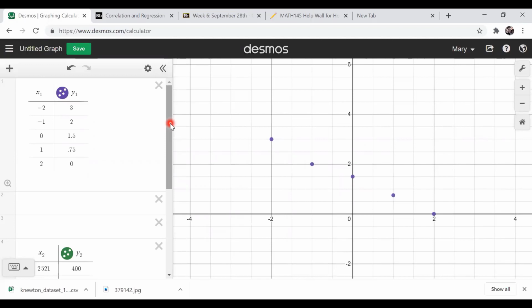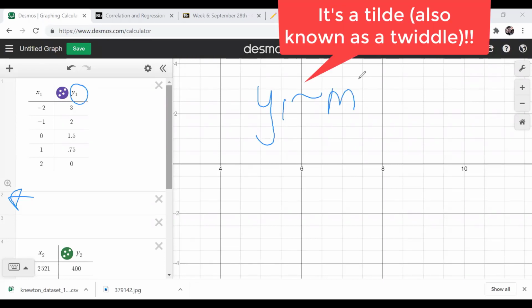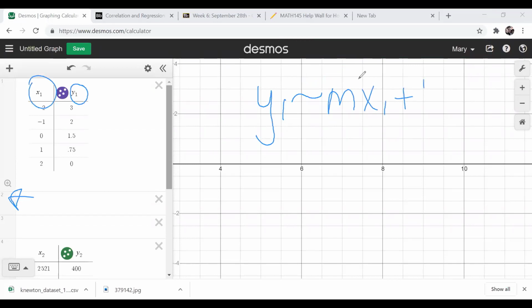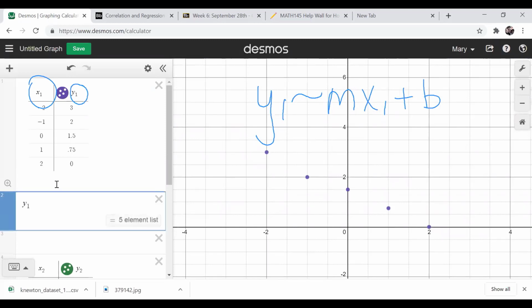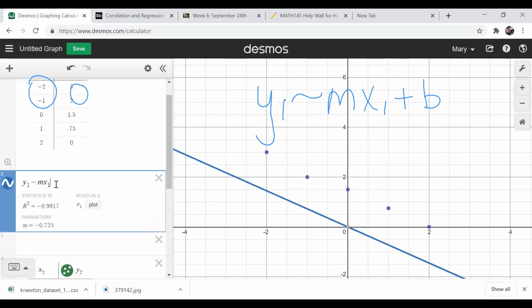Now, if we want to do a regression equation, what you're going to do is type into cell number 2, Y1, okay, because notice it said Y1 there. And then you're going to use this little mark here, and then X1, for X1 plus B. So basically you're telling it, I want you to find the regression equation using the points from X1 and Y1. You're going to type it exactly the way I have written it right there. So in the second cell, I'm going to type Y1 squiggle, which is the top left of your keyboard if you're using a laptop, MX1 plus B.